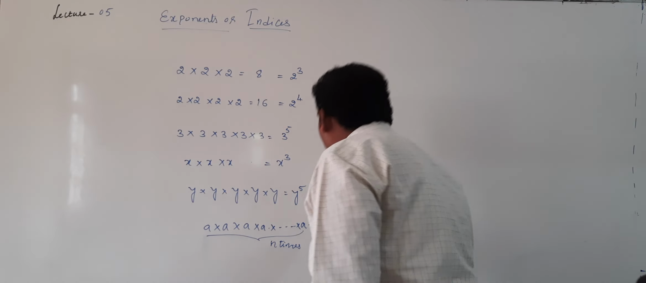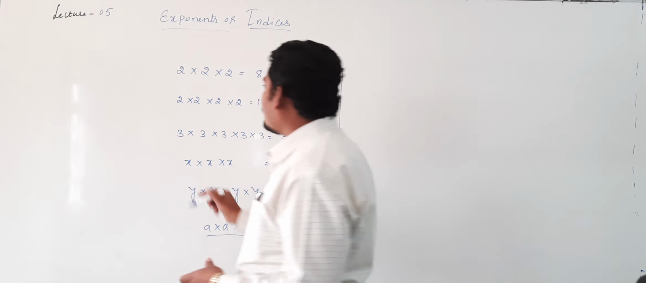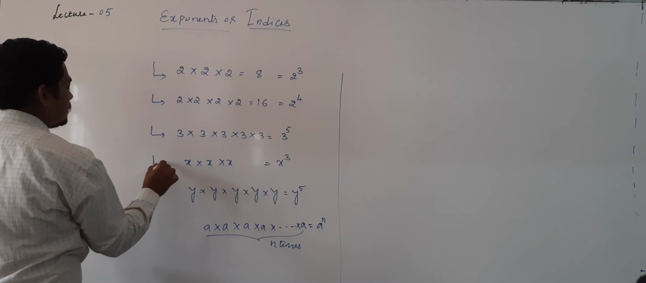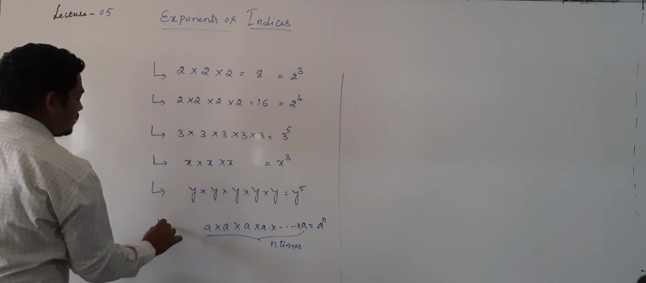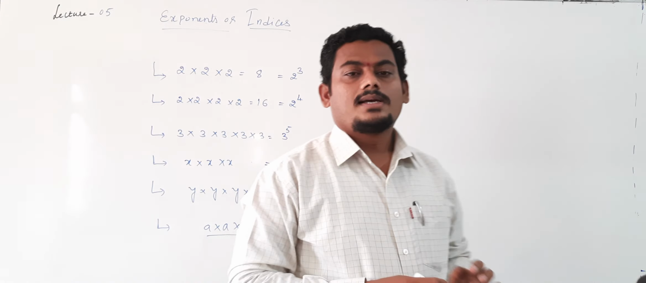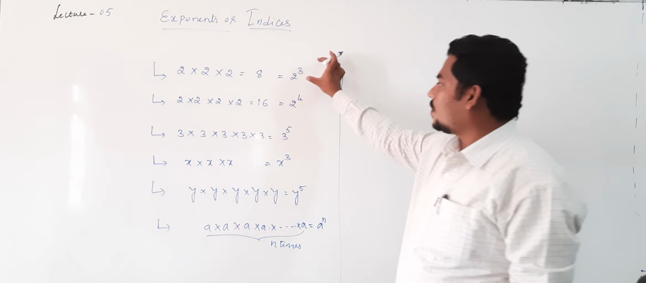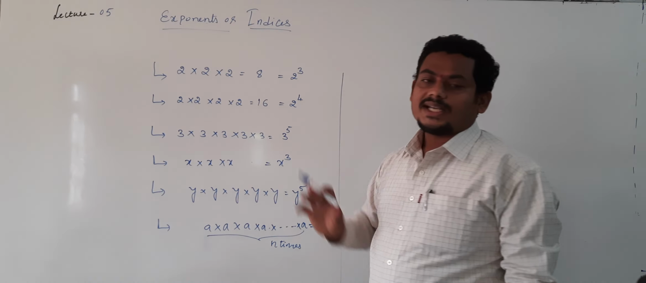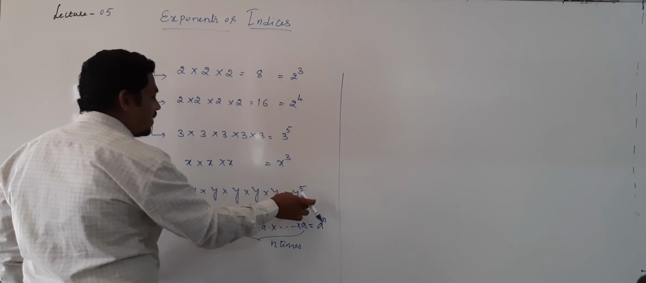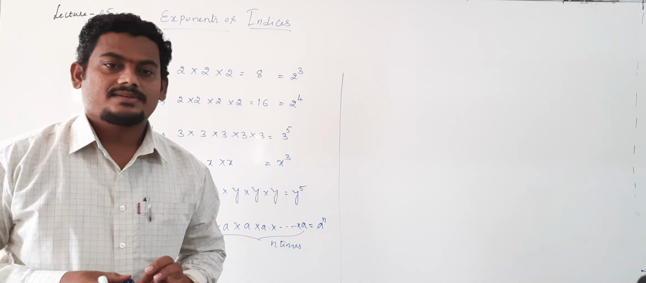Now, what is the definition of exponents? Just look at these examples and conclude the definition. This is 2 power 3, it is one of the exponents. 2 power 4 is also an exponent. 3 power 5, x power 3, y power 5, and a power n are all exponents.